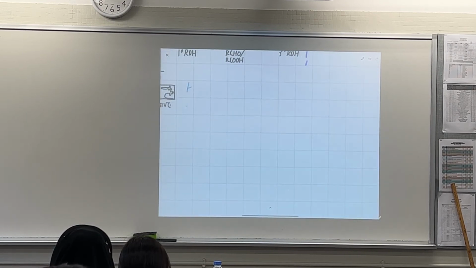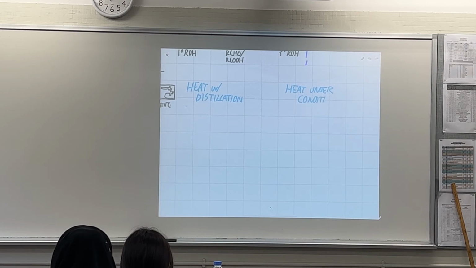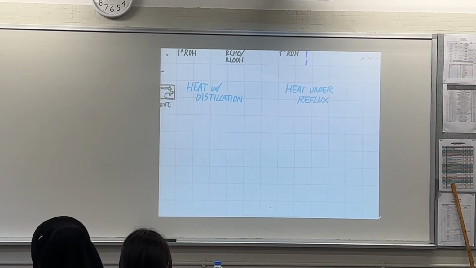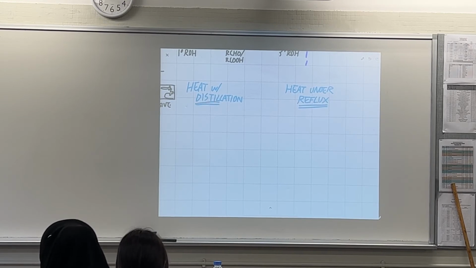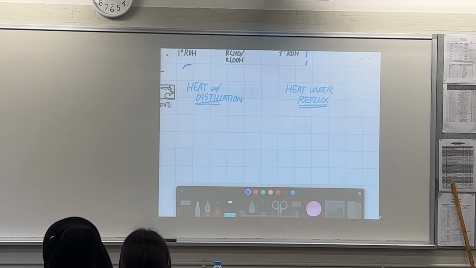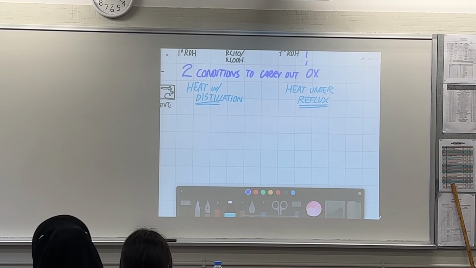So we have heat. Put down what these two mean. You need to draw it in the exam. Heat with distillation, and on the right is heat under reflux. These are the names of two conditions. When you see the words state the conditions, they are expecting you to write either reflux or distillation. So two conditions to carry out oxidation. Know how to draw it and pay attention to the detail when you draw it.